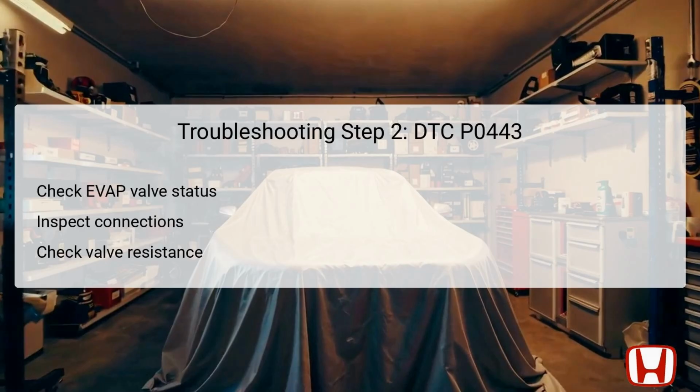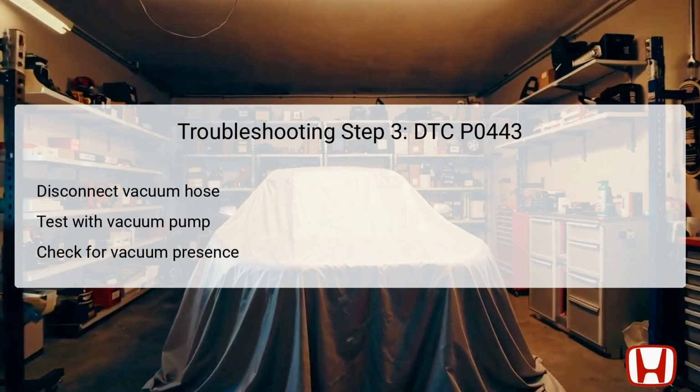If the resistance has deviated significantly from this normal range, it indicates a fault within the EVAP canister purge valve itself. Such findings guide the technician toward replacing the valve as a potential solution to the issue indicated by the DTC P0443.